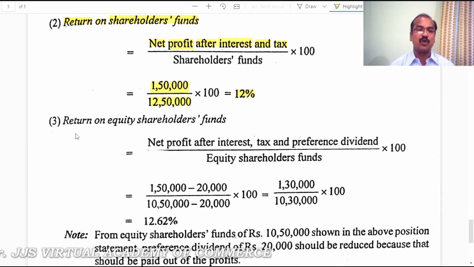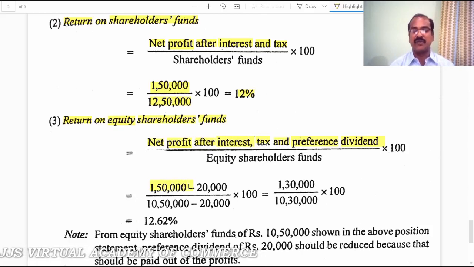The third ratio to be calculated here is return on equity shareholders' funds. What is the formula? Net profit after interest and tax and preference dividend. Net profit after interest and tax is 1,50,000, we know. The preference dividend, 20,000 rupees, has been subtracted here.